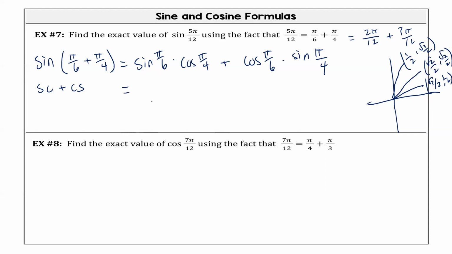So sine of pi over 6 is what? Sine is your y. So what's the y value at 30? 1/2. What is the cosine of pi over 4? Square root of 2 over 2. What is the cosine of pi over 6? What is the sine of pi over 4? And now you're going to add.